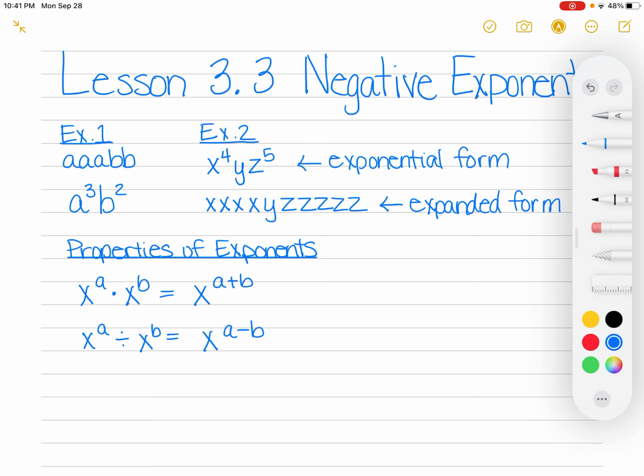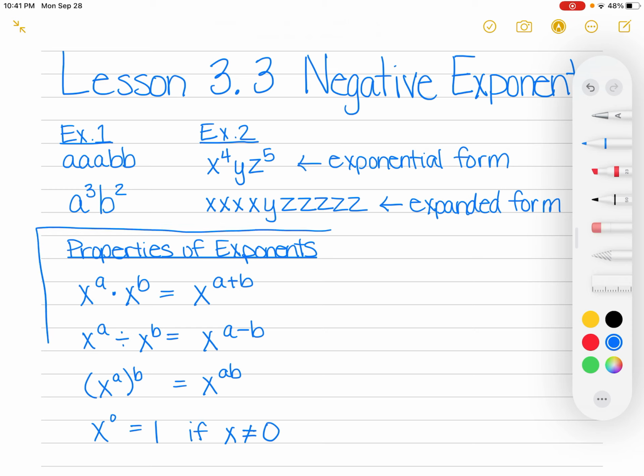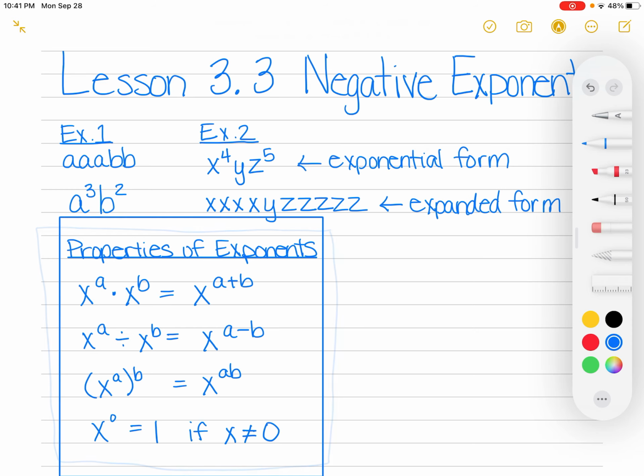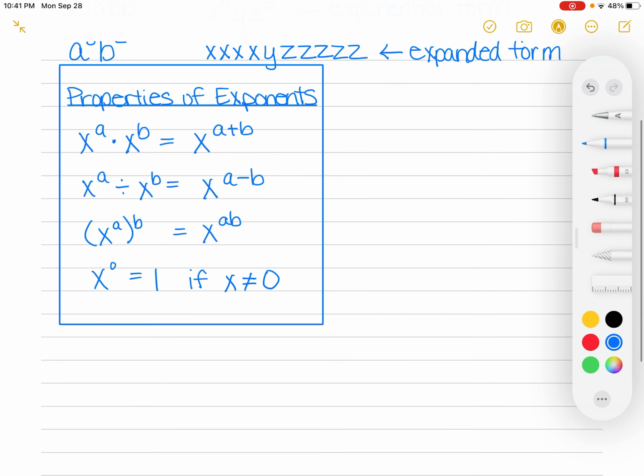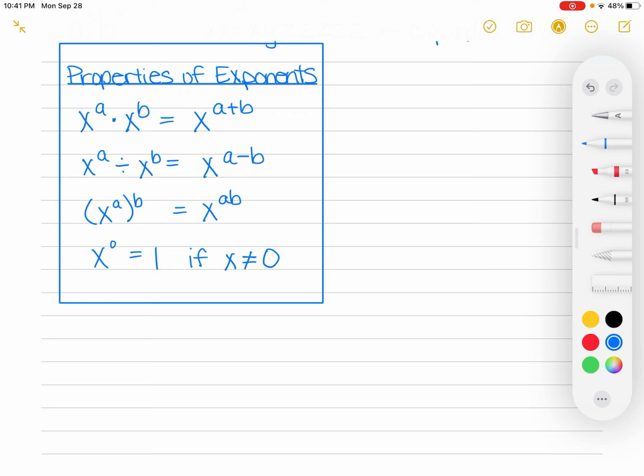The next one we had was if we had parentheses and had them like this, that meant I was going to multiply them, right? And we also learned that x to the 0 power equals 1, if x is not 0. We didn't really talk about that before, but it makes sense that if x is 0, then the answer is going to be 0, not 1. So these are your properties of exponents. Maybe put a box around those so that you can come back to them in case you need to. Now let's talk about some negative exponents.